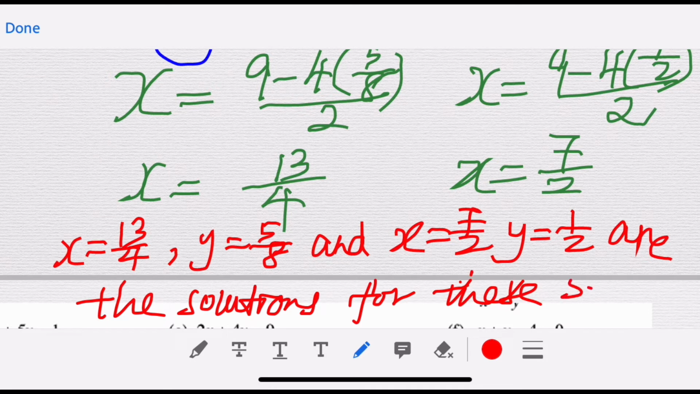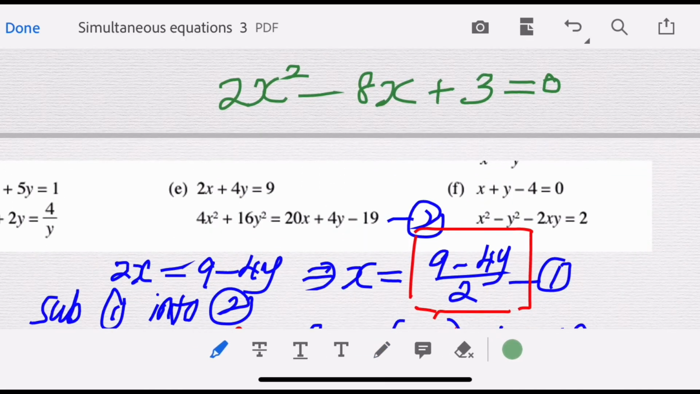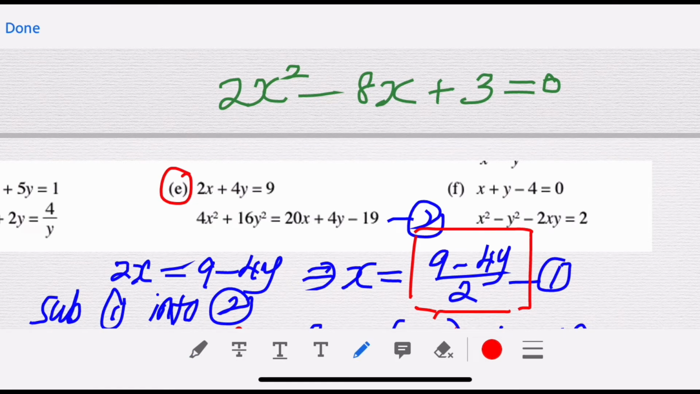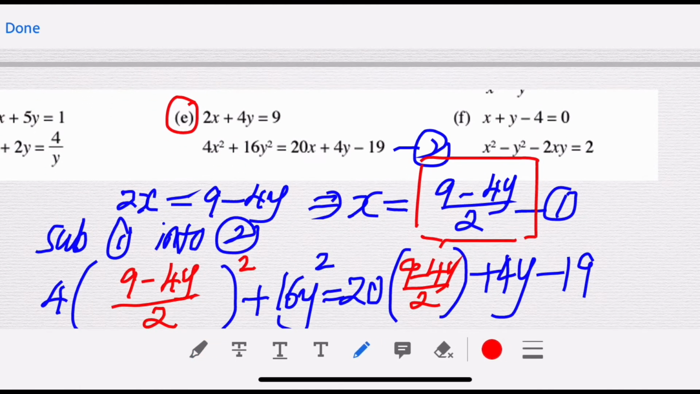Simultaneous equation given. Alright, okay, so we managed to solve the D, which looks like a bit, the E, which is a bit complicated because it involves fractions, right? So I just go through.